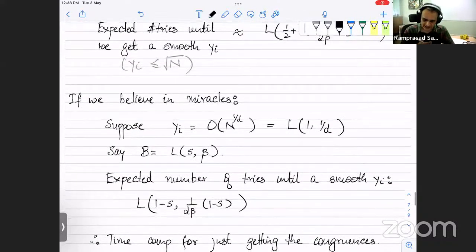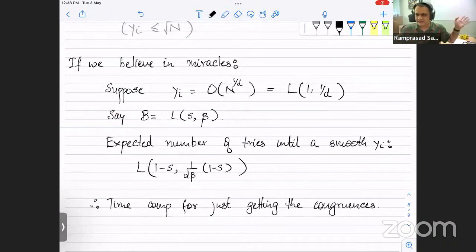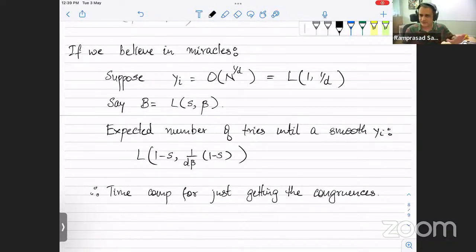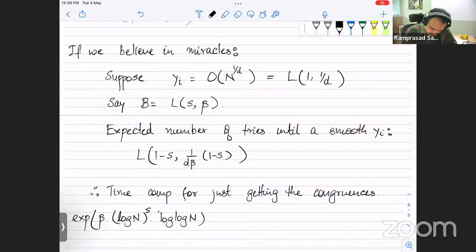Okay, so how much time would it take? Let's forget all the other junk that we had. Let's just focus on computing the congruences we want, the data collection step. Because you will end up needing B many congruences. And for every such congruence, you will need to spend this much time in order to get that congruence. Let's just write down what that expression is. I'm going to write it in terms of the exponential so that we get the sense of things. So this is going to be exponential in beta times log n to the s, log log n to the 1 minus s. That's just the B part. That's the number of congruences we need.